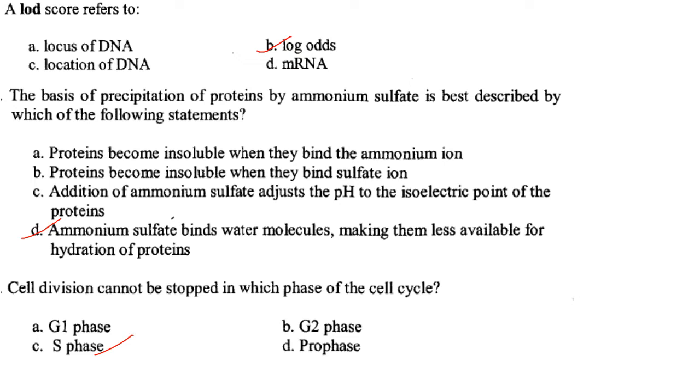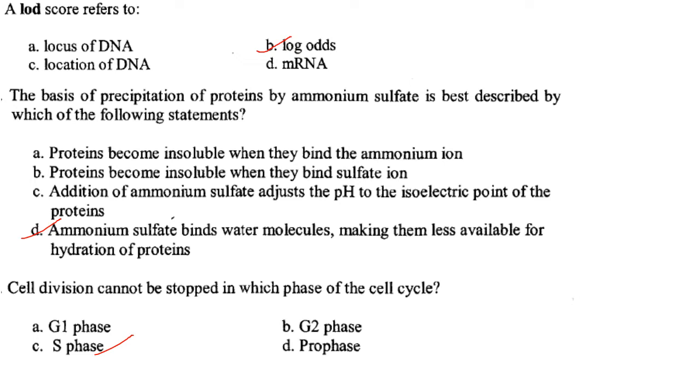Okay, coming to the next question. A LOD score refers to. LOD stands for logarithm of the odds. In genetics, LOD score is a statistical estimate of whether two genes, or a gene and a disease gene, are likely to be located near each other on a chromosome and are therefore likely to be inherited together. So the LOD score refers to log odds, logarithm of the odds. So answer is option B.